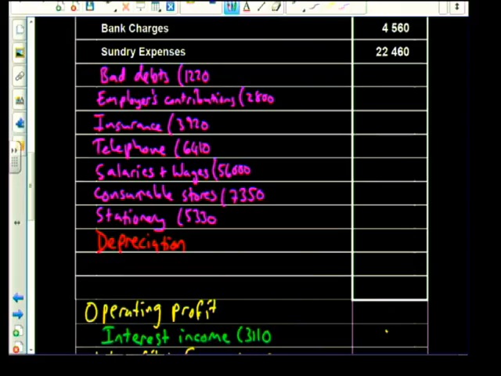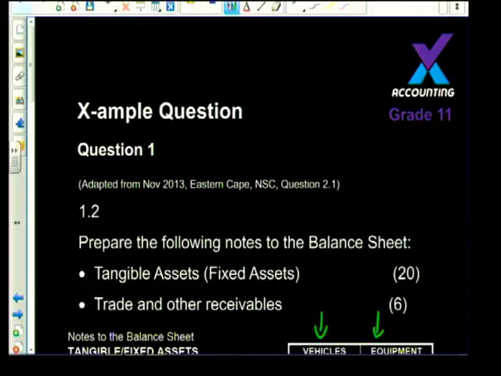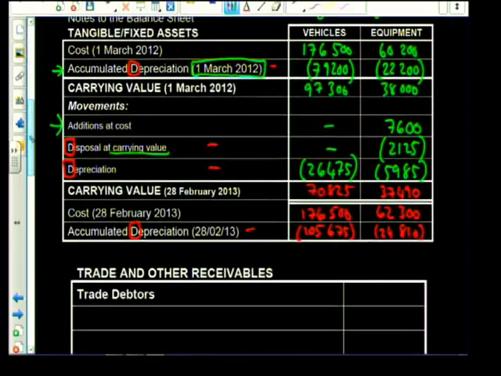So fortunately, we've worked depreciation out already. Our depreciation was worked out here in our fixed asset note. There was depreciation on equipment of 26,475, and there was depreciation on vehicles of 5,985. Remember, these two figures together are your total depreciation for the year, and as such, we have to record them in the income statement as depreciation.